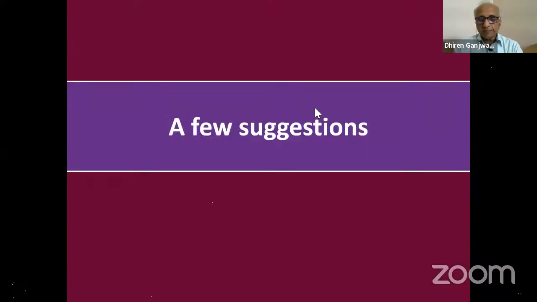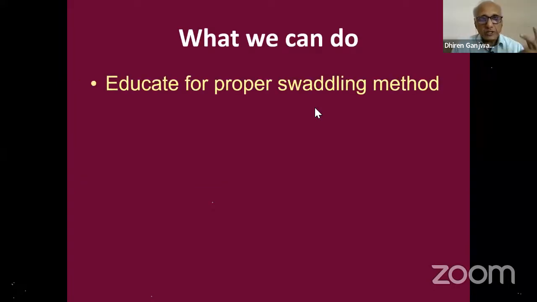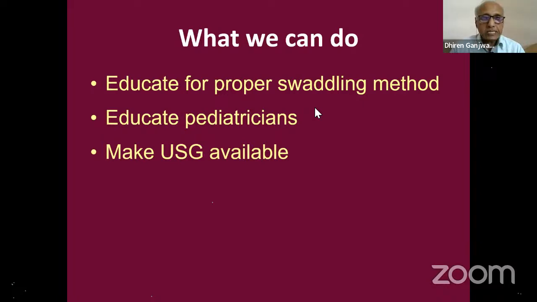What are a few suggestions on how we can overcome the situation? We can educate about the proper swaddling technique. What Japan did, we can definitely do. We need to educate pediatricians for repeated surveillance, not screening, surveillance for DDH. We need to make USG available everywhere. We cannot ask a family to go 100 kilometers for a sonography diagnosis. It has to be made available everywhere. We need to train sonologists for carrying out hip sonography.